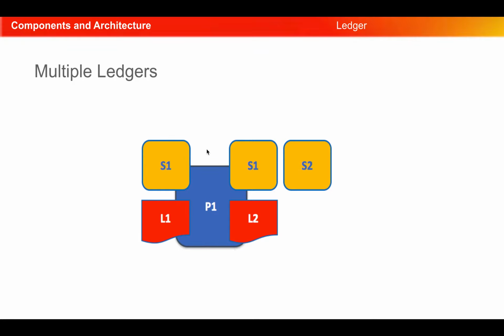That is the reason you have two ledgers, L1 and L2. This means peer P1 is part of two channels, maintaining different ledgers: ledger L1 for channel 1 and ledger L2 for channel 2, and both channels have the same smart contracts installed on them. You have smart contract S2, which has not generated any ledger so far, as it is not yet invoked by any client or application.